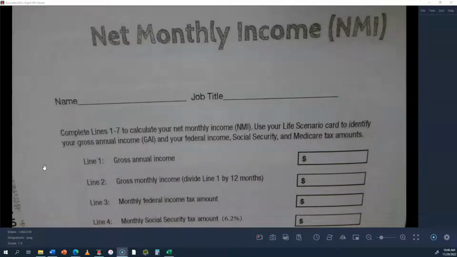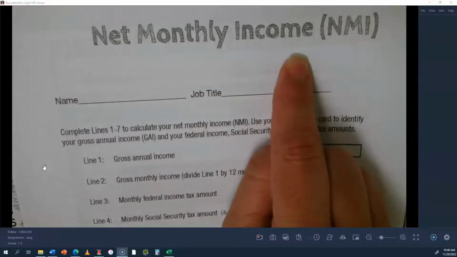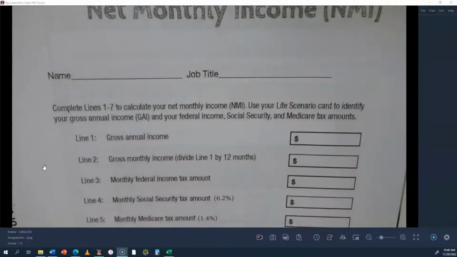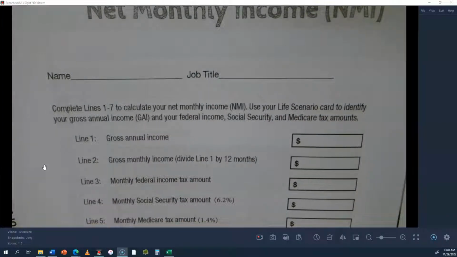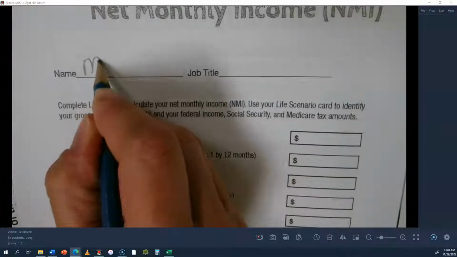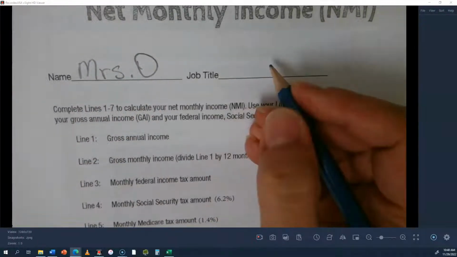Hi guys, today I'm going to show you how to complete the net monthly income worksheet on page 48 of your workbook, for Junior Achievement. So what I would like for you to do right now is to make sure you write your name on this line, and you're going to write a job title.